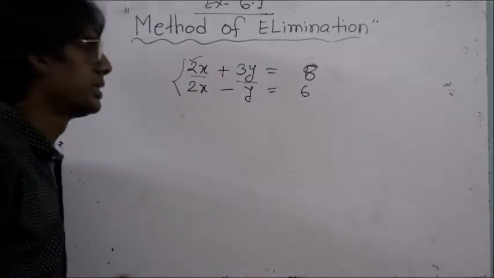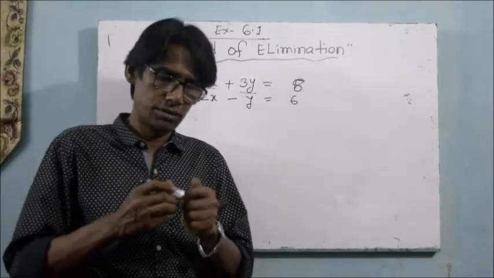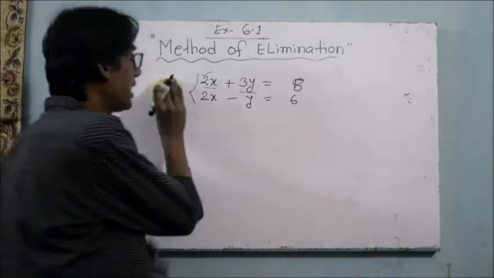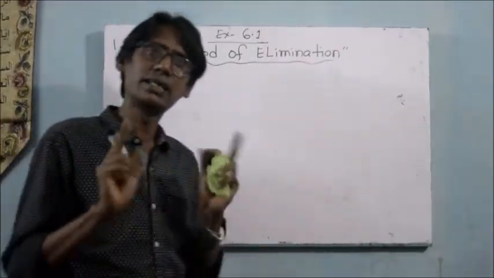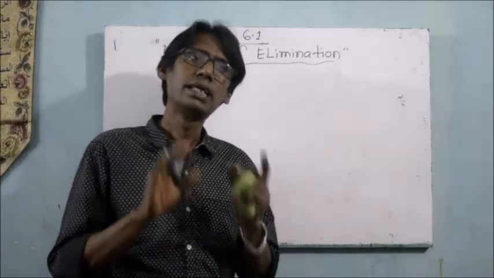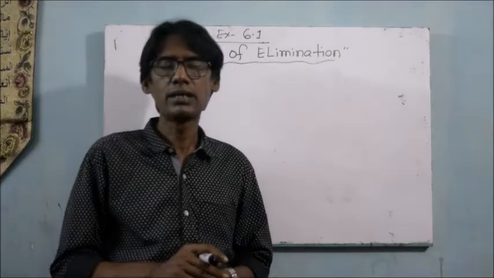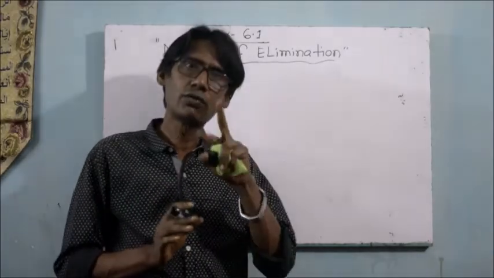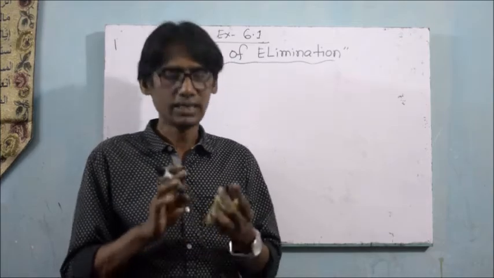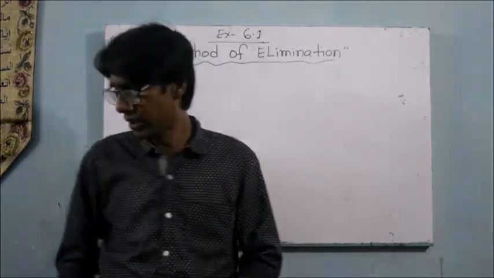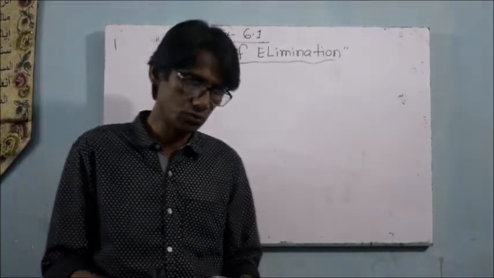It means in this method I have to make any one variable equal by multiplying by some number. If the signs are the same, then it will be subtracted, but if one is positive and one is negative, then it should be added. In this way, I will now solve one math problem, then it will be very clear to you.